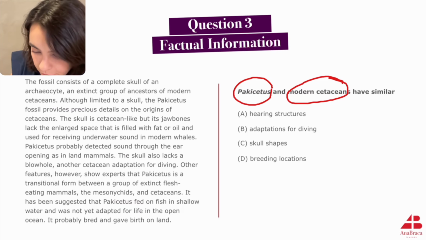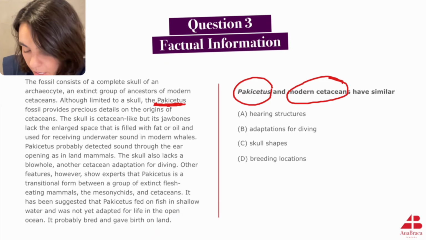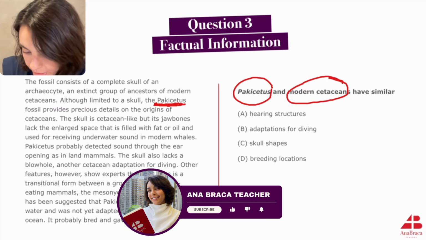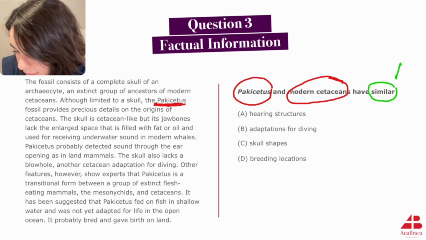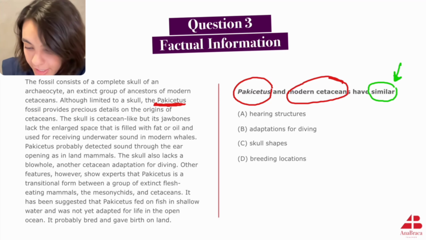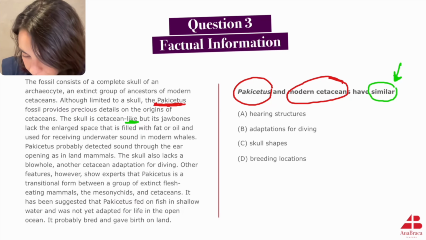So here we have the Pakicetus and we have the similarity. So the word that we are looking for is a word that will remind us of the word similarity. And the word that will remind us of similarity is this. Okay? So cetacean is here.